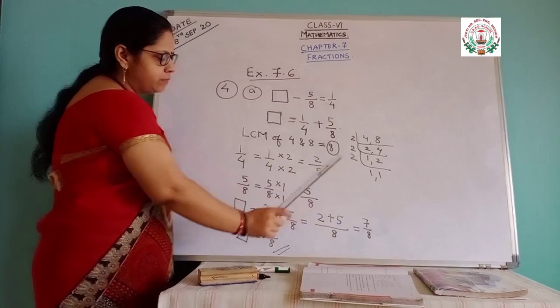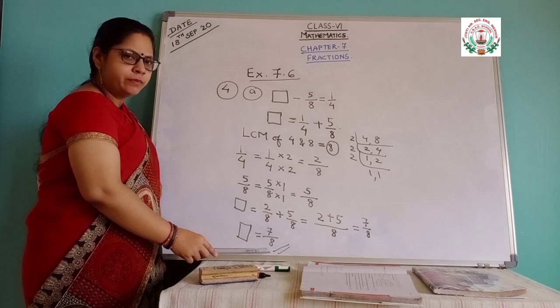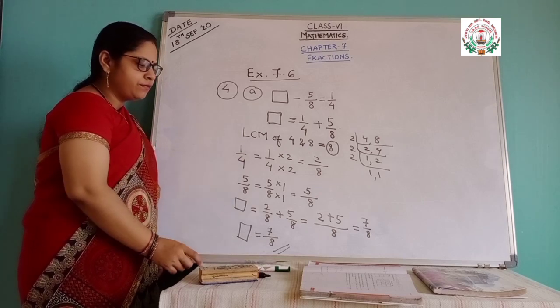So total 7 by 8. So the value of this box is 7 by 8. Understood this kind of question, how to solve? This is question number 4a part.